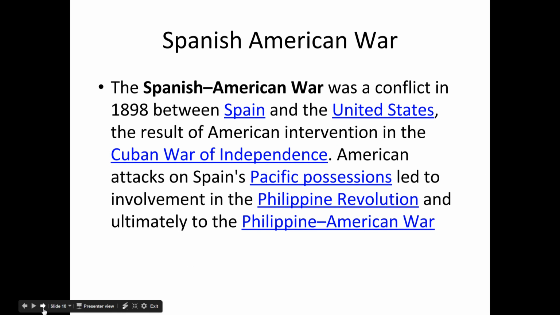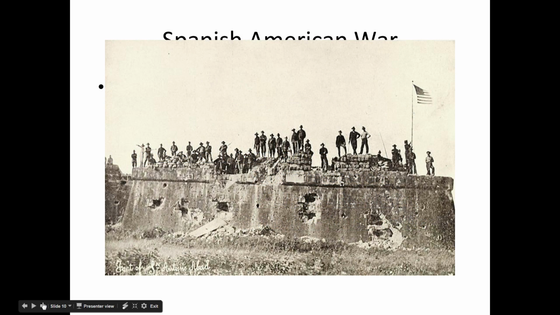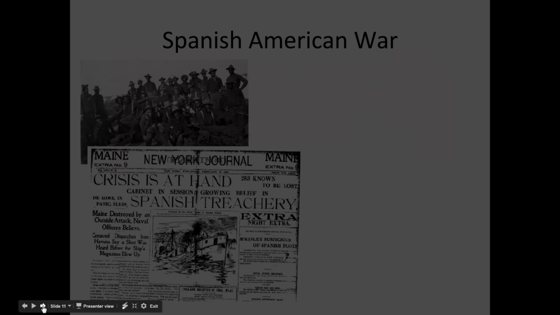The Spanish-American War, we talked about briefly, was a conflict in 1898 between Spain and the United States, when you have Cuban rebels fighting for their independence from Spain. And America in the midst of it also attacks Spain's Pacific possessions. Particularly, we get involved in a Philippine Revolutionary War as well, which also ultimately becomes a Philippine-American War. These are the Rough Riders in Cuba when they rode in, and in fact Teddy Roosevelt, who will become president, is a Rough Rider leading the charge and being involved in this war.